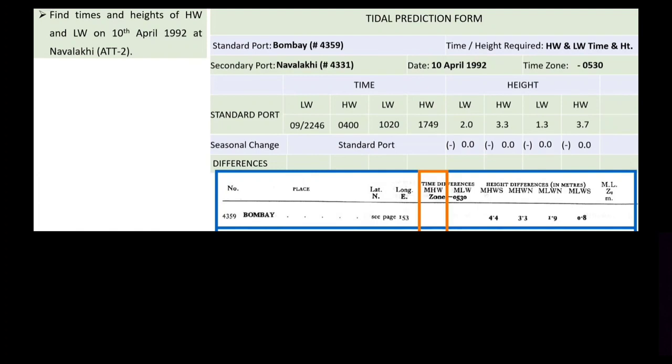Which is +2 hours 50 minutes. Unlike the European waters, where this time difference was to be interpolated, here we do not need any interpolation. It's for mean high water. So the time difference for mean high water is +2 hours 50 minutes. So we apply +2 hours 50 minutes of time difference. You can see high water is here, so time difference +2 hours 50 minutes. High water is here, time difference is +2 hours 50 minutes.